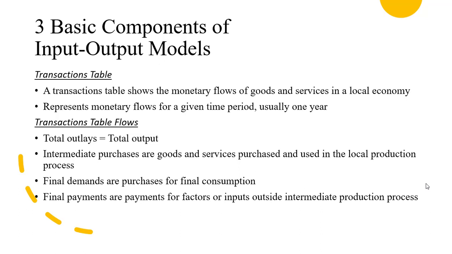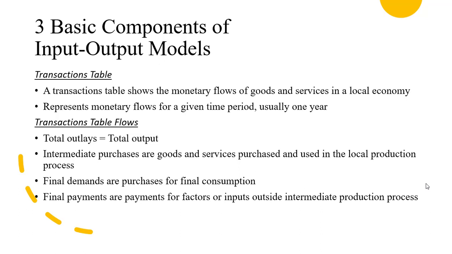Normally we construct the input-output table for one year. For every year, we will construct this transaction table. Then from the transaction table, we will be able to construct the other things: the total requirement matrix, the multiplier analysis, the impact analysis, et cetera. In the transaction table, which I will show you very soon, the total outlays or total input will be equal to the total output.